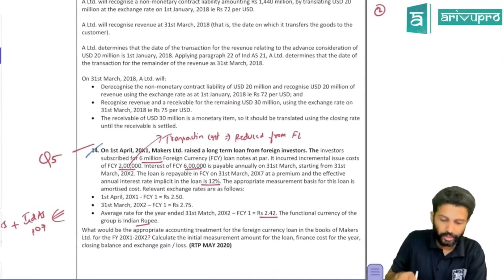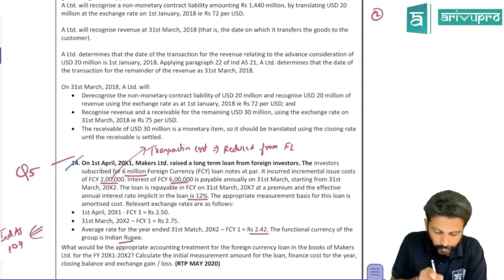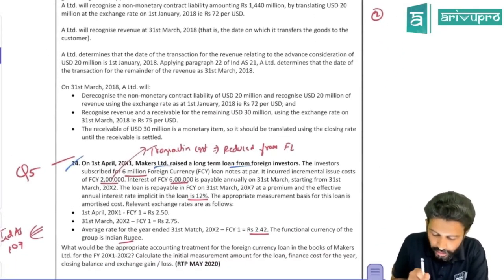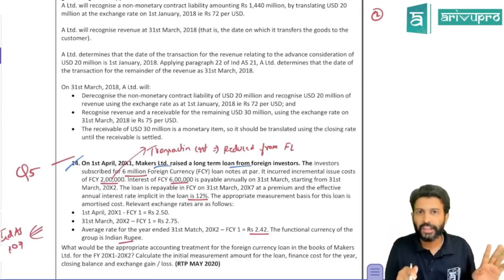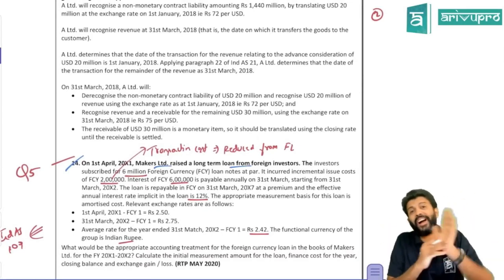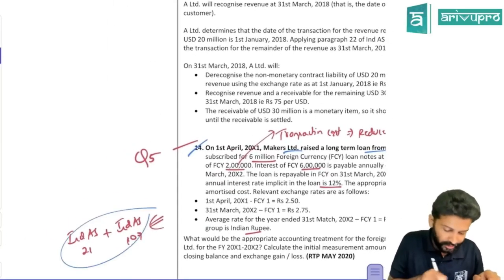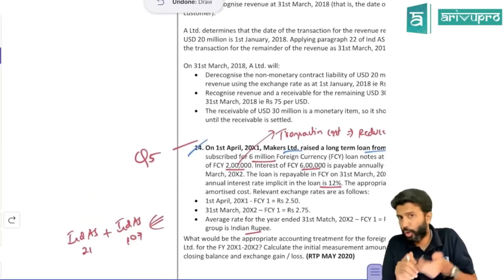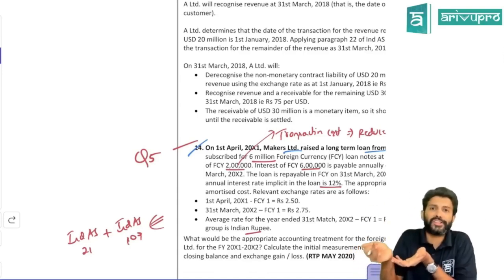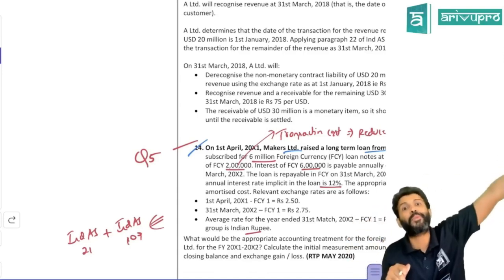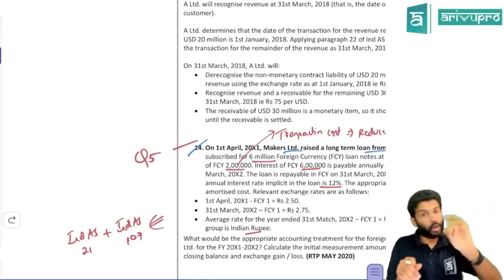Maybe I'll take up this question only. On 1st April, Makers raised a long-term loan from foreign investors. So we have taken a loan. It's a financial liability, right? I think this is an IND AS 109 and IND AS 21 combo question. Because if you've taken a loan, the accounting of the loan is as per IND AS 109. But if it's a foreign currency loan, for conversion you need to take the help of IND AS 21. So it's a combo.